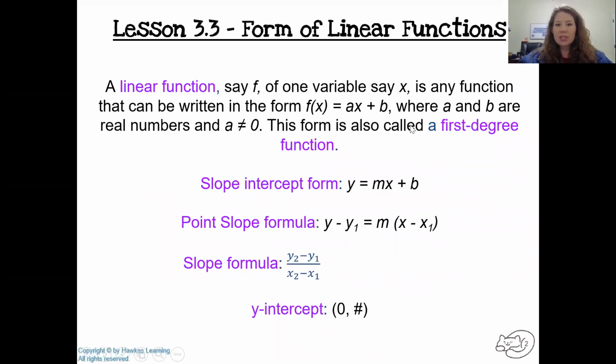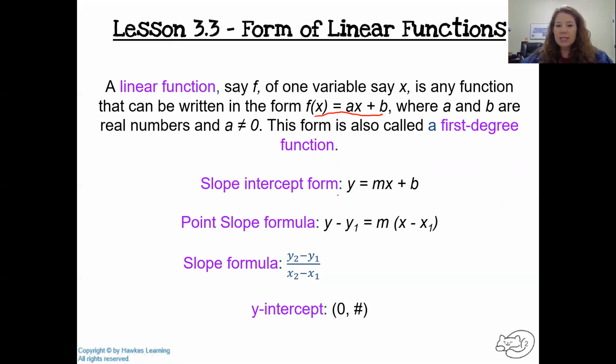So a linear function, say f of x, is any function that can be written in the form f of x is equal to ax plus b, where a and b are real numbers and a does not equal 0. This form is also called a first degree function. That means there's no exponent greater than 1.